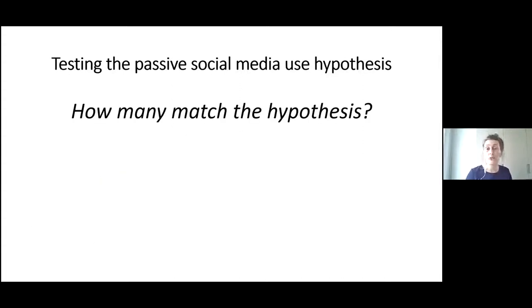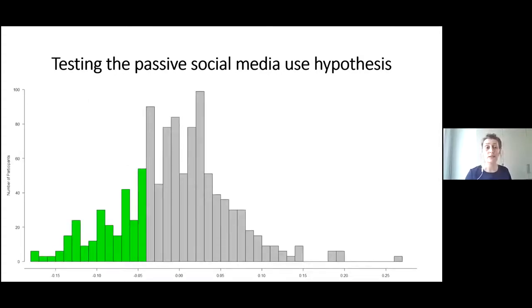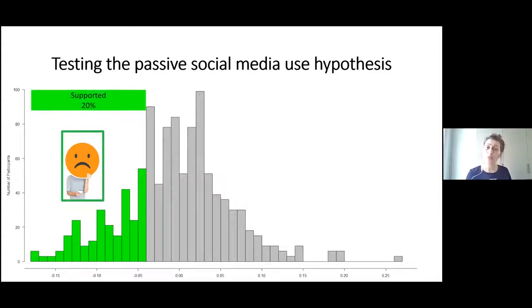So let me show you for how many adolescents the passive social media use hypothesis was confirmed. For each single adolescent, the analyses provided us an estimate of the effect of browsing on affective well-being, so a person-specific effect. And here you can see the distribution of the person-specific effect sizes across all participants. And look at the green bars at the left. These are the effect sizes that pointed at a negative effect of browsing on well-being.